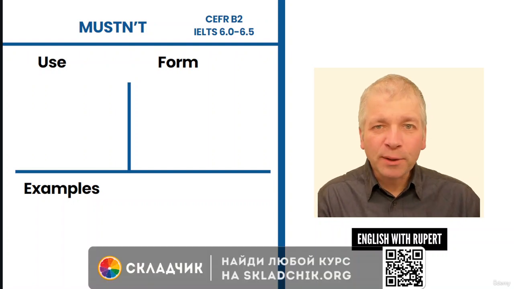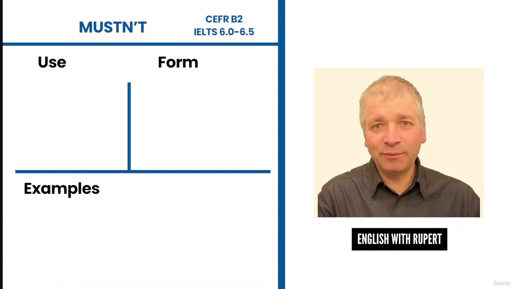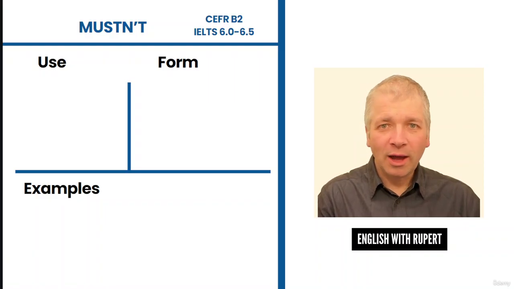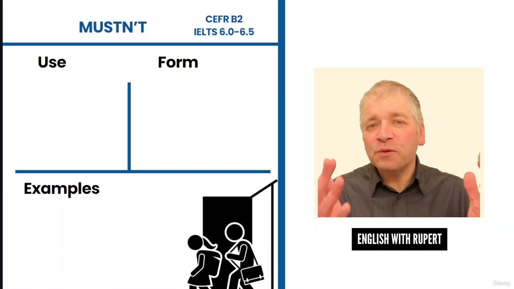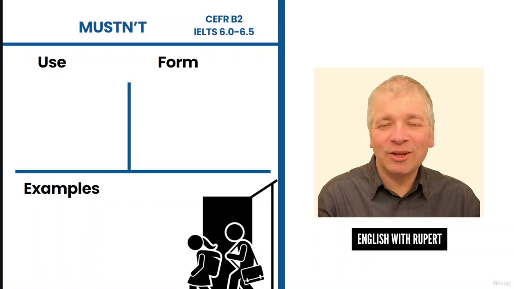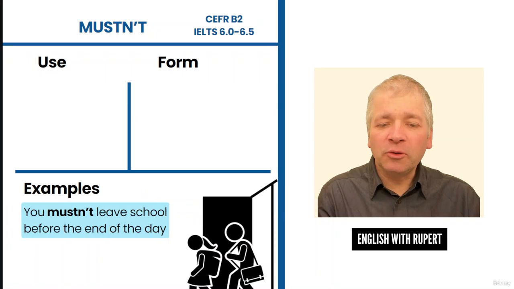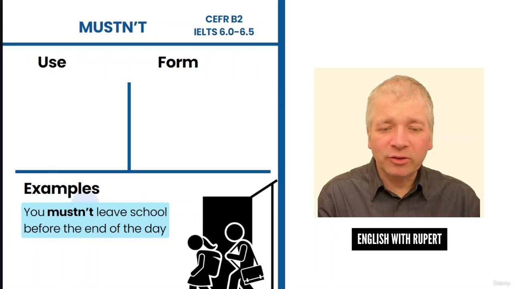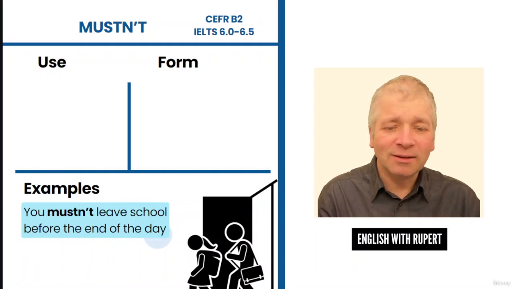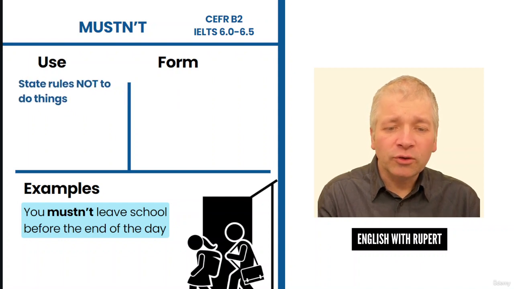We can use mustn't as a negative obligation word. Have a look at this example here. Here are some children leaving school, but of course there are rules about when a child can leave school. And a child might hear this: you mustn't leave school before the end of the day. And here we have a rule not to do something.